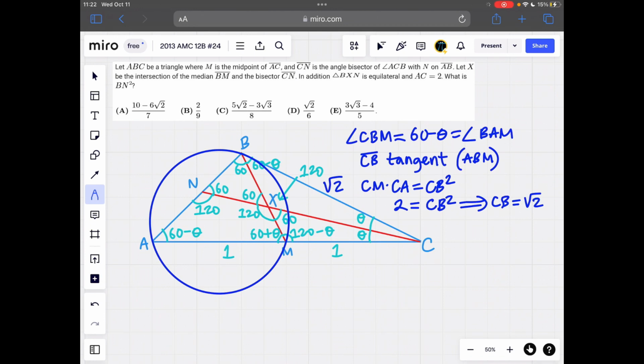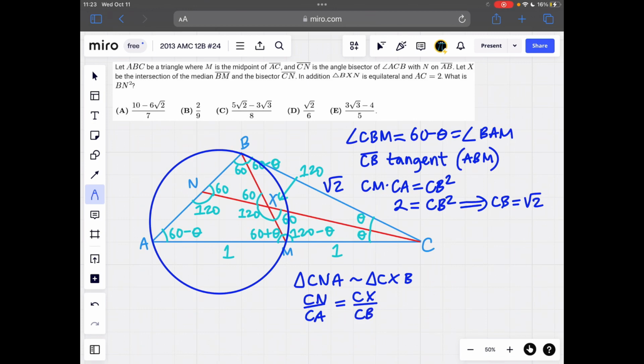Now from the angles we've labeled, we also can get some similar triangles. The first one we notice right away is that triangle CNA is similar to triangle CXB, because both of the angles at C are equal. They're equal to theta. Angle N in triangle CNA and angle X in triangle CXB are both equal to 120. And angle A in triangle CNA is 60 minus theta. So is angle CBX. So all three angles in these triangles are equal. That means the two triangles are similar. So we know that CN over CA equals CX over CB.